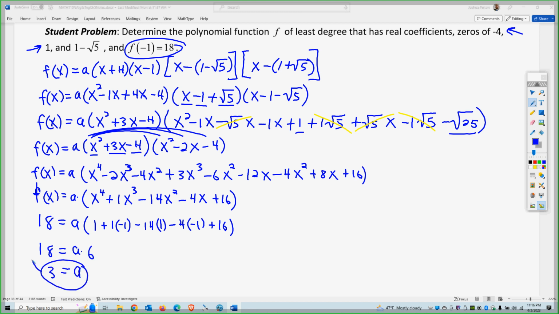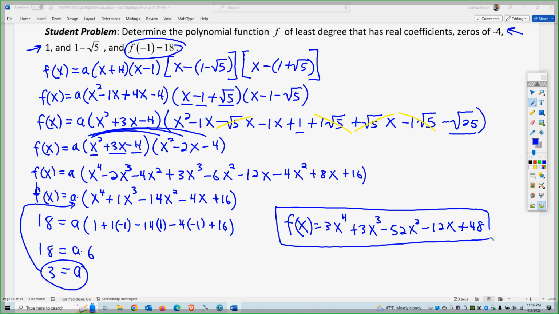So we're going to take that and plug it back into there. So f of x, times 3 is 3x to the fourth. Times 3 is 3x to the third. Minus 42x squared. Minus 12x plus 48. Okay. All right, let's go to the next page.